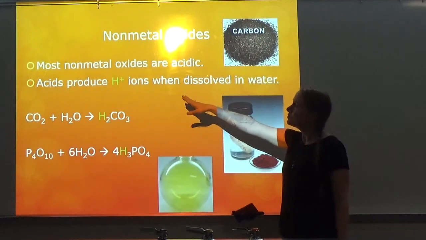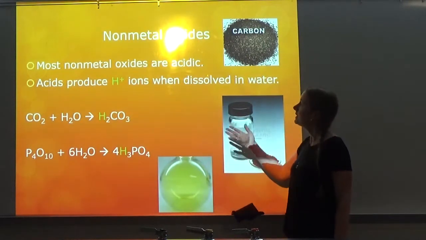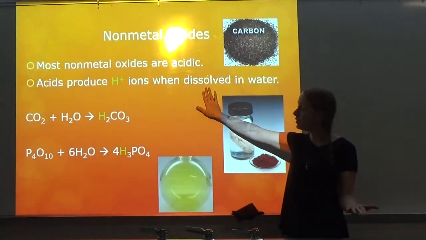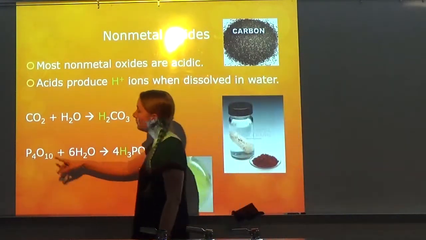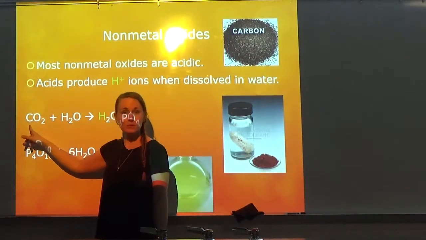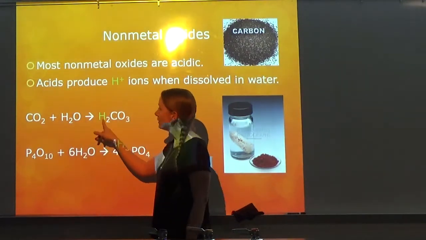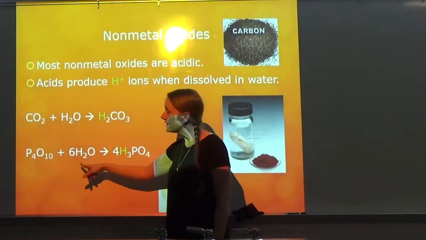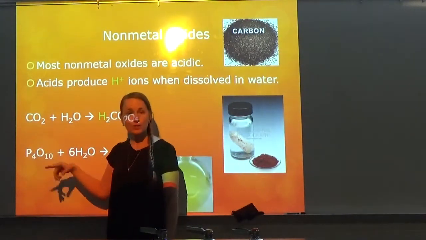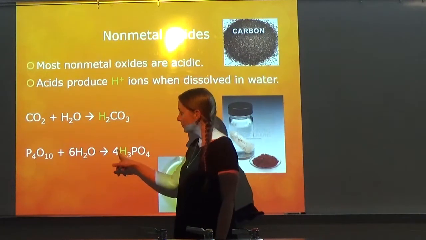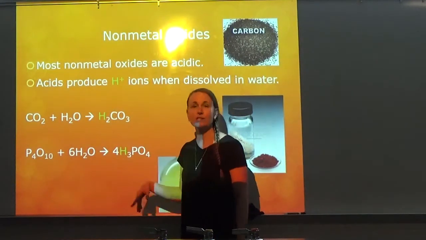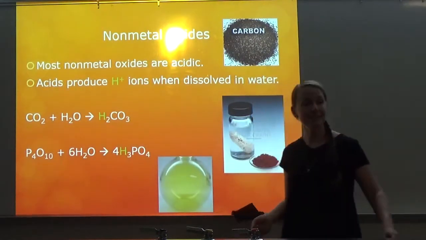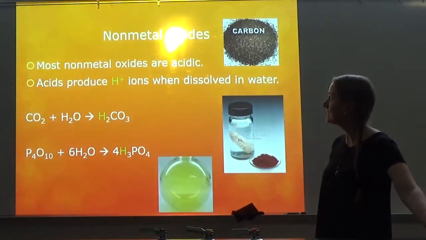So acids produce the H+ ion in a solution when dissolved in water, or sometimes it'll be called hydronium ion, H3O+. And so here we have a nonmetal oxide, carbon, which is a nonmetal, and oxygen. And so you can see it produces H2CO3, and so there's your hydrogen. And then here we have a nonmetal oxide, phosphorus, which is a nonmetal and oxygen, and it produces H3PO4, which there is your hydrogen, indicating an acid. So hydroxide indicates base, and hydrogen ions indicate acids.